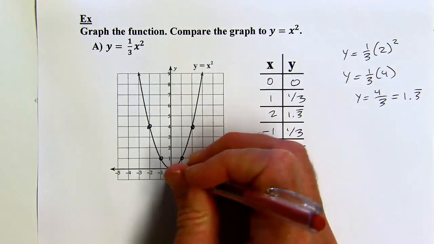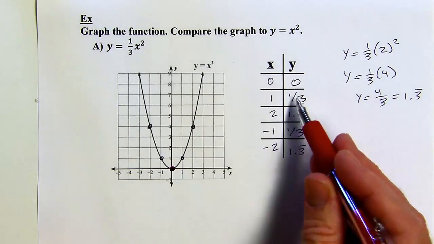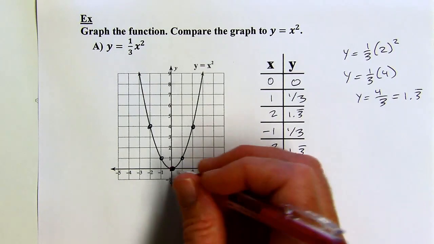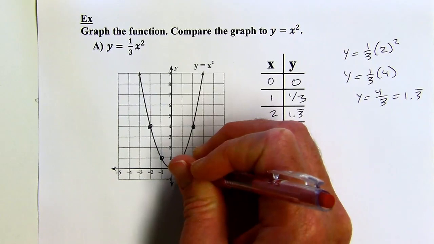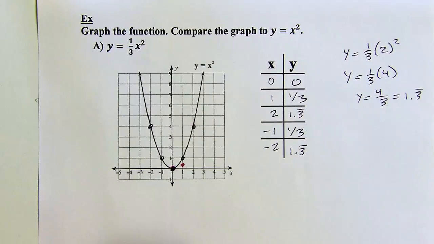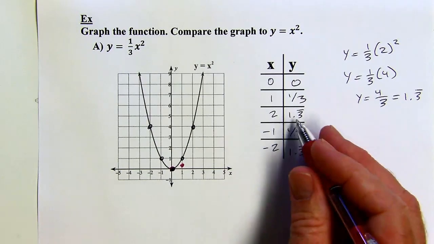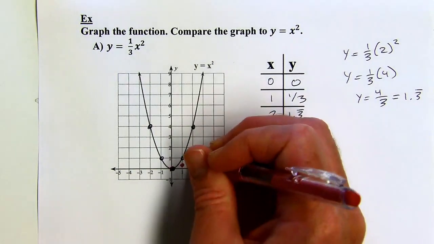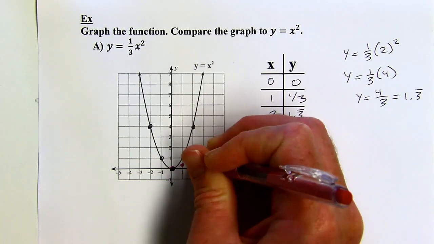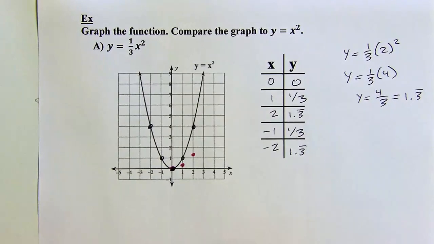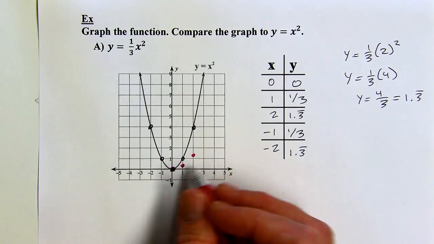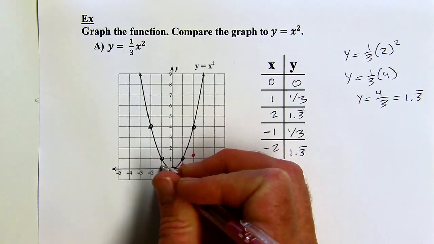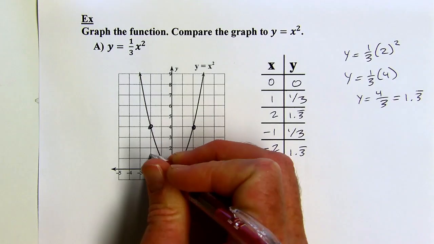So I got 0, 0, that right vertex is in the same place, then I have 1, 1/3. So 1 to the right, 1/3 up. I'm just eyeballing this, that's like a third up there, okay? And then 2, 1.3 repeating, so 1 1/3, something like that, okay? And the same pattern is going to happen, mirror image of those is going to happen going to the left.